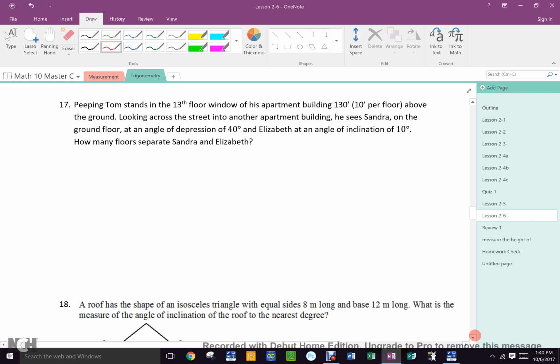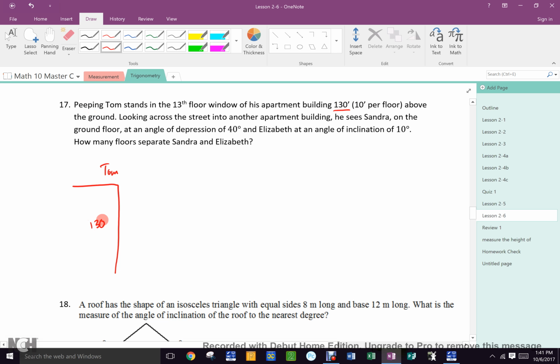Now, 17 is the last one I want to help you with the drawing on. You said 2 like 4. No. I said there were 2 more drawings I wanted to do. I only did 2 more drawings. I did the guy wire drawing. Now we're going to draw this one. Peeping Tom is in his building. Here's Tom. How far off the ground is he? 13 floors or 130 feet. Yes?